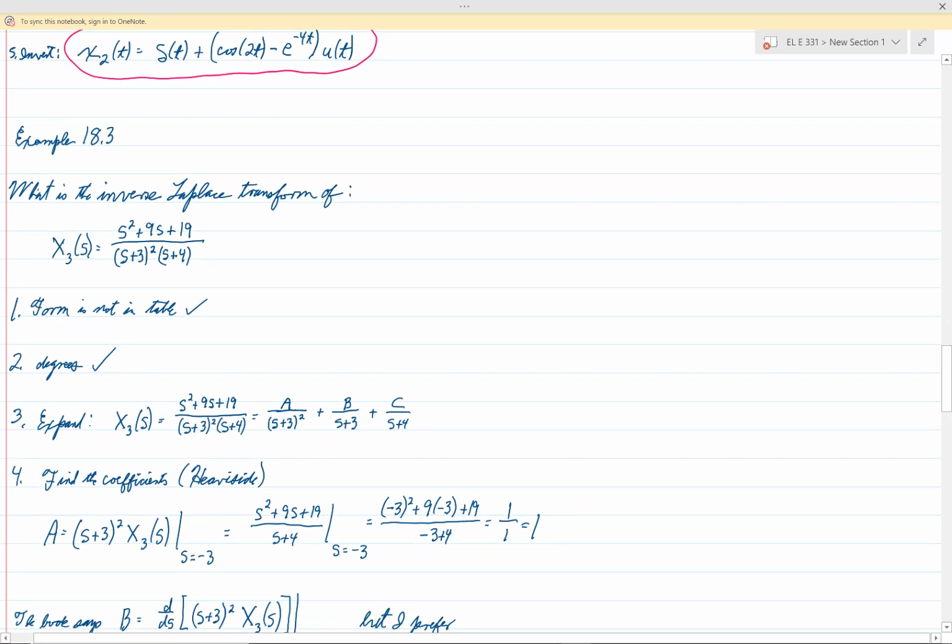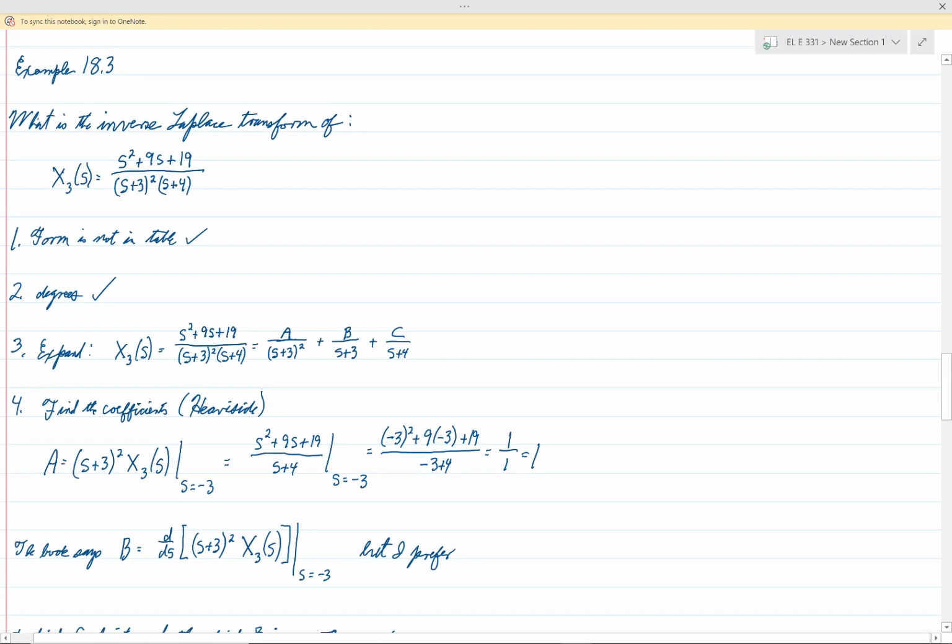Okay, now let's look at example 18.3. What's new about this one is we have this repeated root in the bottom. And so we have to ask ourselves, well, how do we handle something like that? But let's not get ahead of ourselves. Let's go through our procedure as usual.